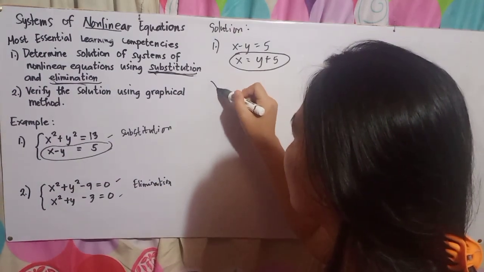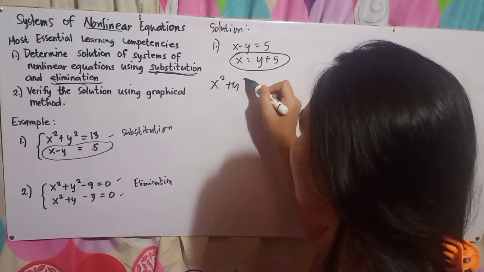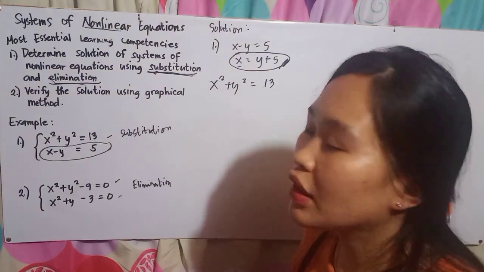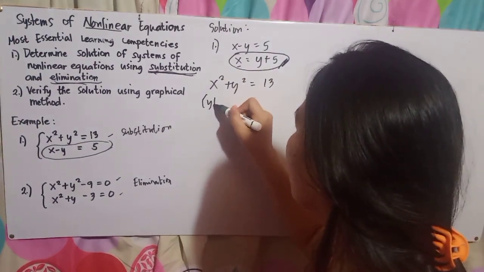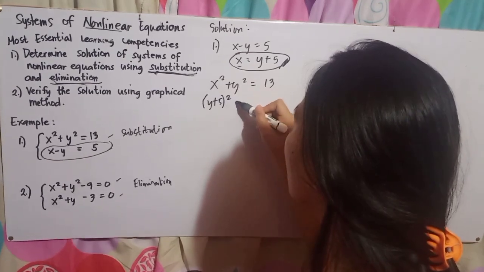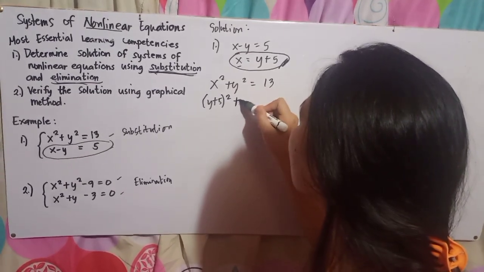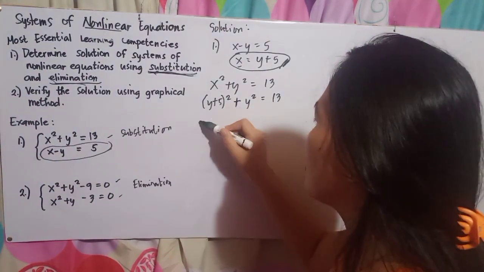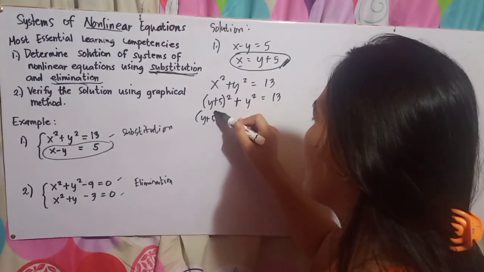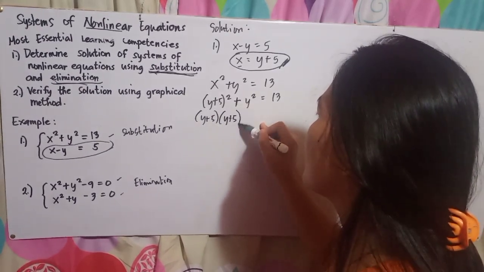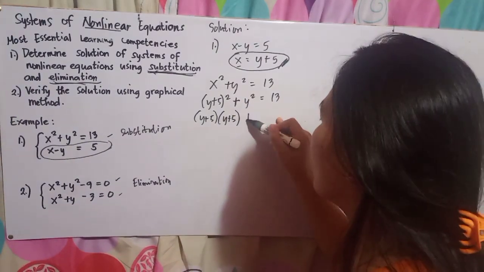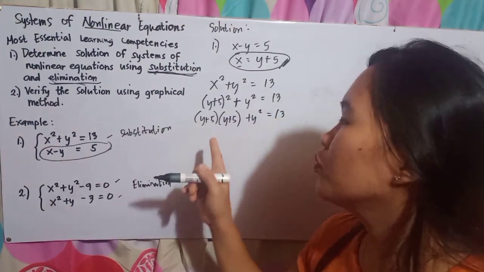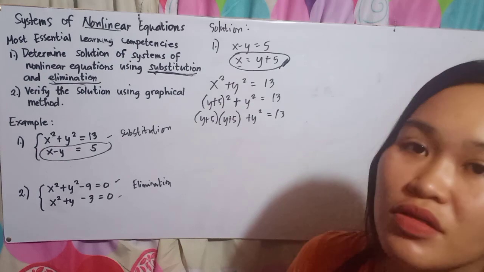The given equation 1 is x squared plus y squared equals 13. Then the value of variable x, y plus 5, is substituted here: y plus 5 squared plus y squared equals 13. So y plus 5 squared is equivalent to y plus 5 times y plus 5. Since the exponent is 2, plus y squared equals 13. This can be solved through FOIL or the distribution method.